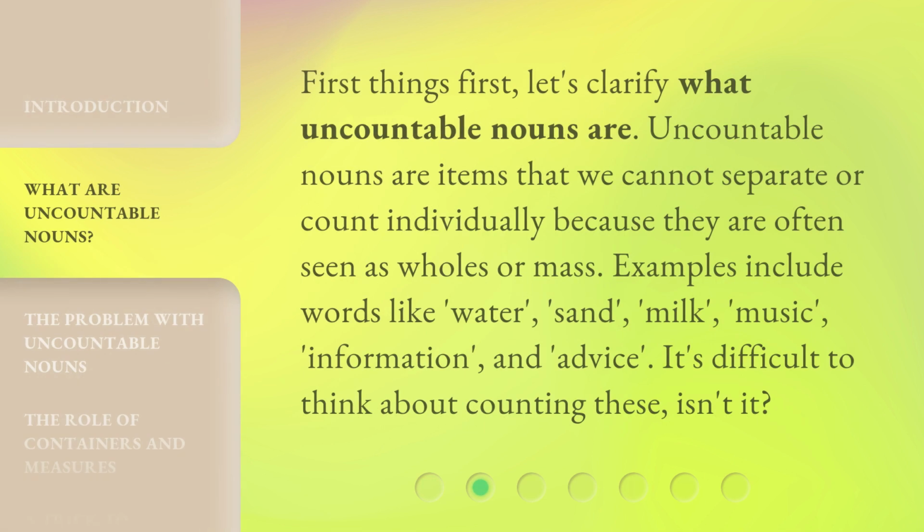First things first, let's clarify what uncountable nouns are. Uncountable nouns are items that we cannot separate or count individually because they are often seen as wholes or mass. Examples include words like water, sand, milk, music, information, and advice. It's difficult to think about counting these, isn't it?